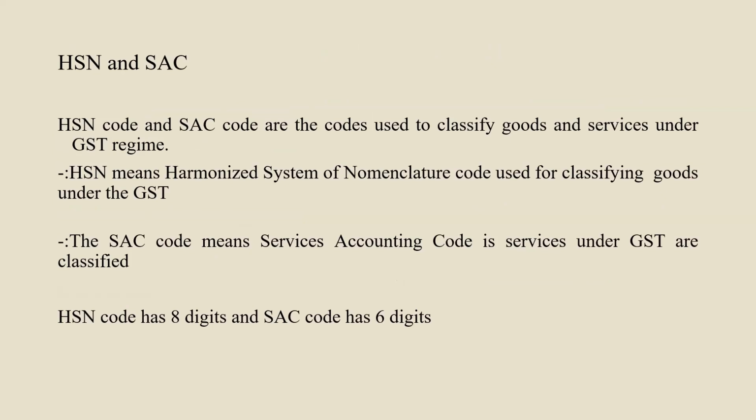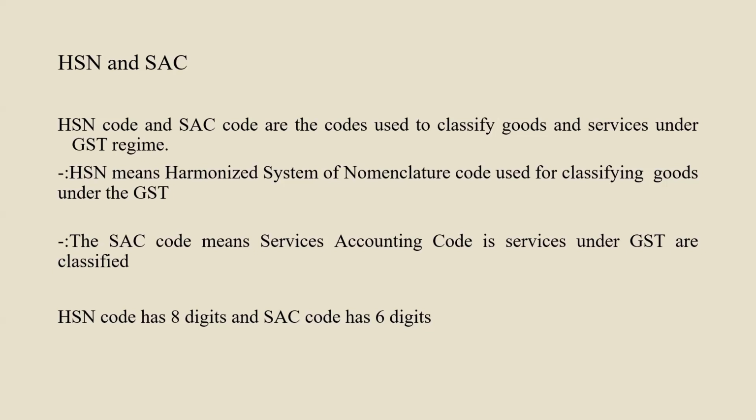HSN has 8 digits and SAC has 6 digits. In some cases the first 4 digits might be used, in some cases the next two, and in some cases the next two, depending on turnover for the 8 digits. But the first 4 digits will be more specific to that particular HSN code.